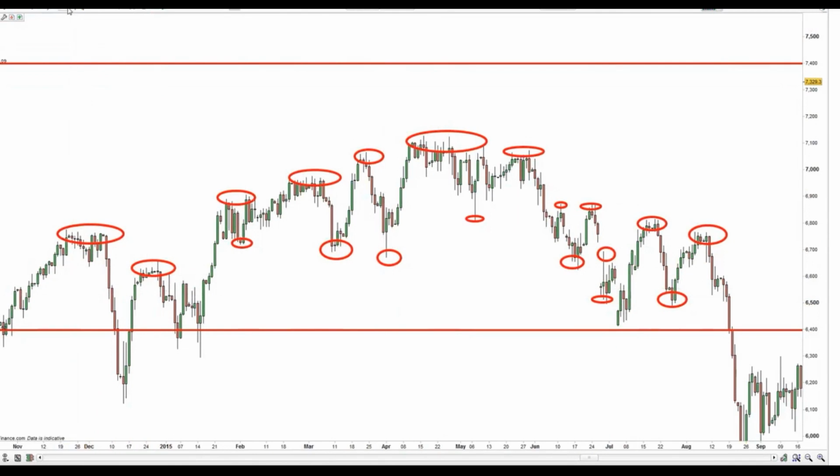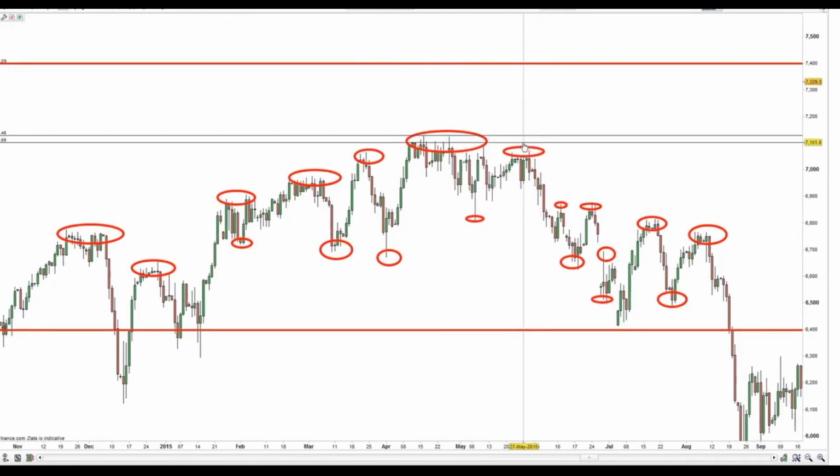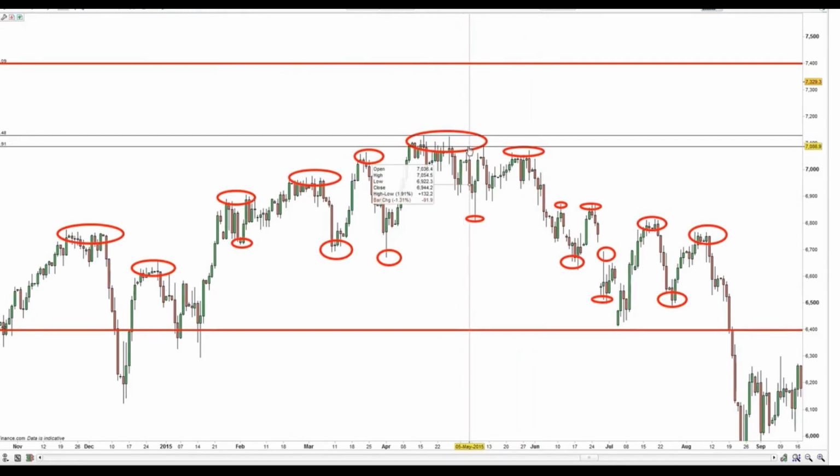Fantastic. Okay, and now to plot the areas, I'm going to take my line tool and work my way down the chart until I come to a reaction point. So the first reaction point I come to is this one here. And I want to encapsulate this reaction with the two lines. So I want to take the highest point the reaction occurs, and I want to try and place my line at the lowest point where the reaction occurs. And then once I've done that, I can delete my circle. So here we have our first support and resistance area.